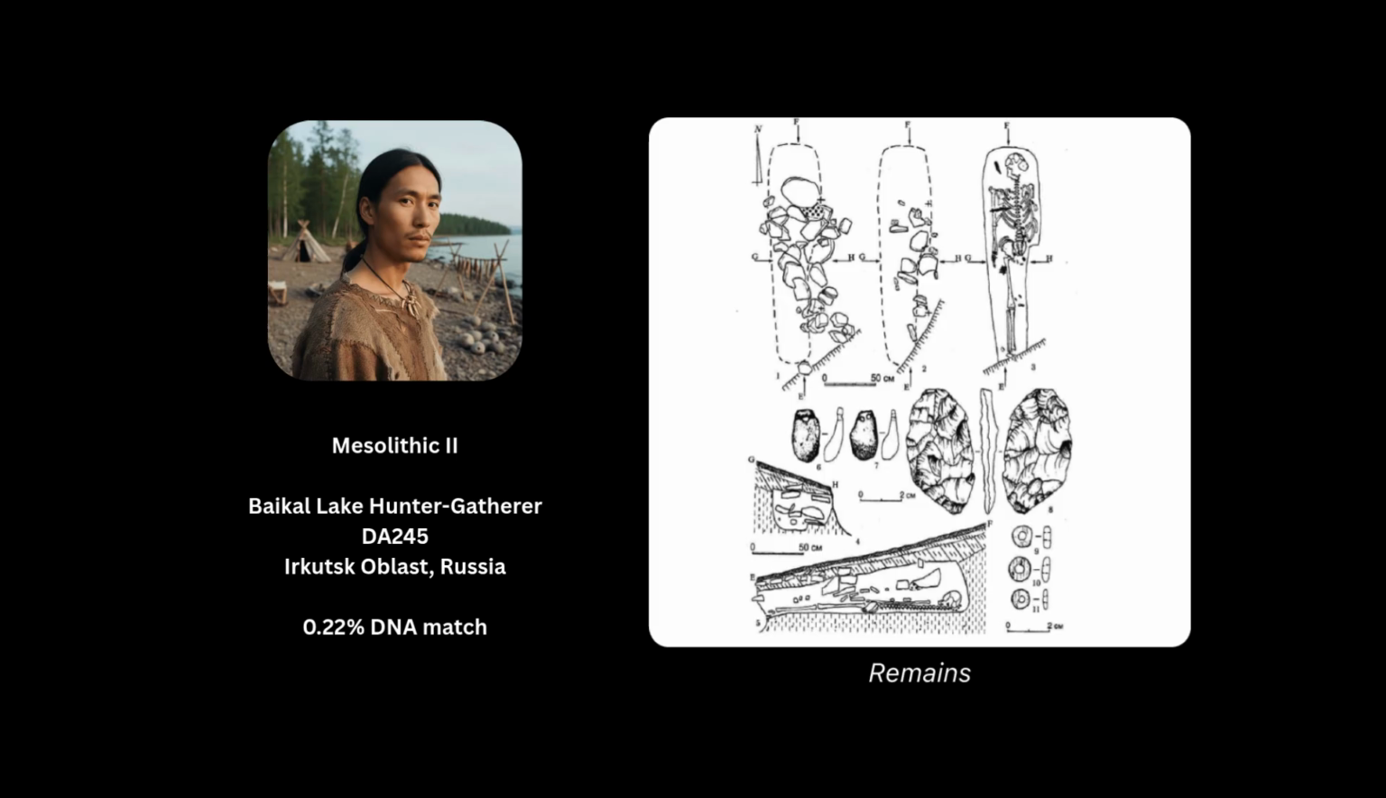Continuing the journey: Mesolithic 2, Lake Baikal hunter-gatherer, DA245, Irkutsk Oblast, Russia. A match of 0.22%.